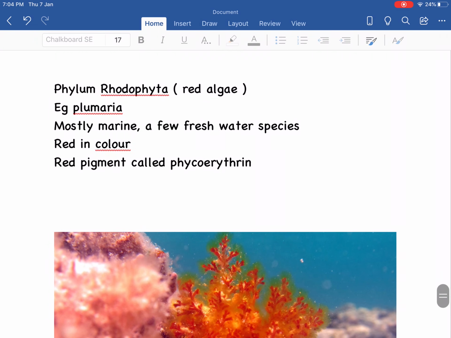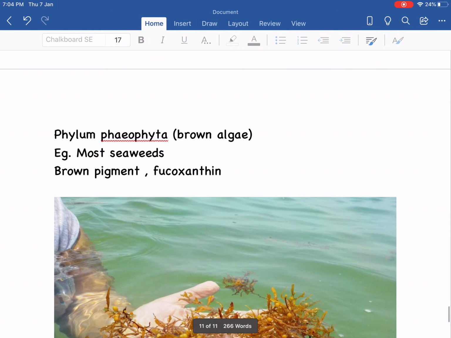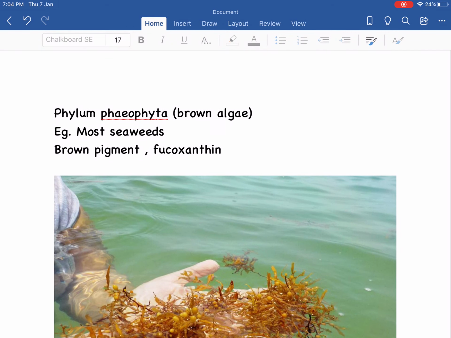Phylum Rhodophyta, red algae. An example is the Plumaria, usually marine, found in the sea, but they have a few freshwater species. They are red in color, unlike the phylum Chlorophyta, who are usually green because of their green pigment called chlorophyll. The red pigment that gives them their red color under the phylum Rhodophyta is called phycoerythrin. Phylum Phaeophyta are known as the brown algae. They usually include seaweeds. They have a brown pigment called fucoxanthin.